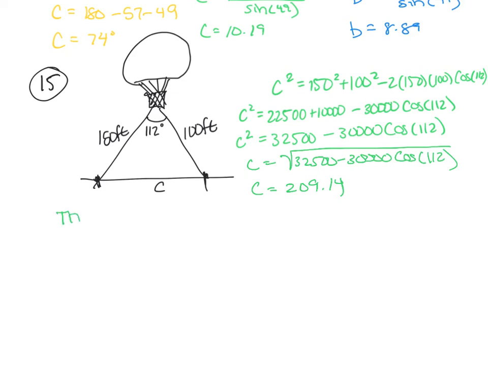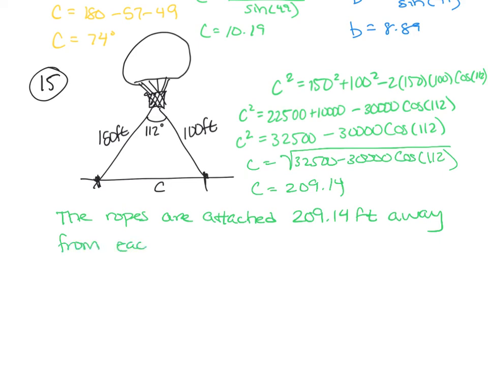So we can say the ropes are attached 209.14 feet away from each other. And that's what that problem looks like. You'll notice that story problems here are actually going to go pretty quick. And we only have one more in this video and one more for the rest of the review.